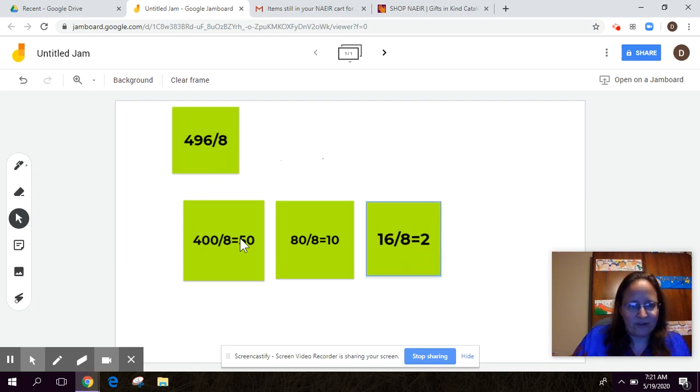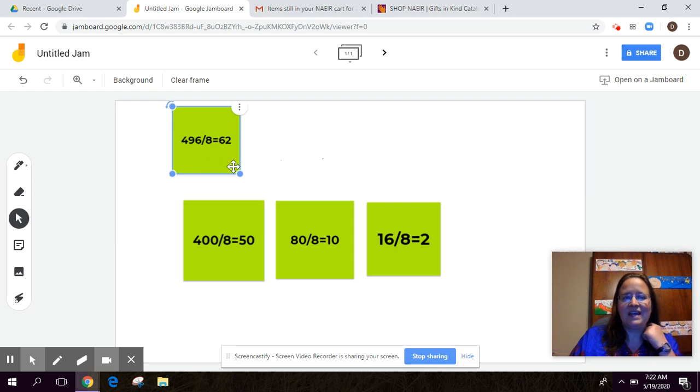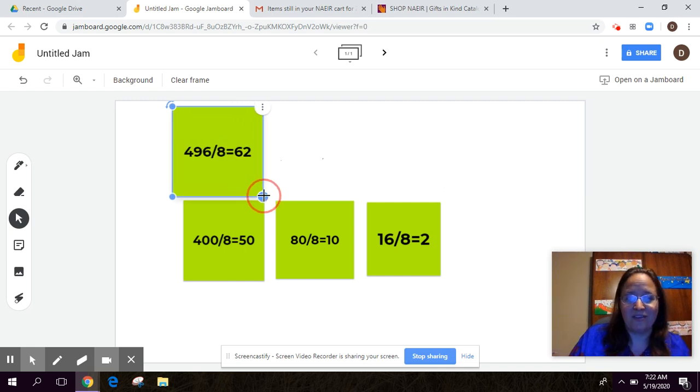I've got 400 divided by 8, 80 divided by 8, and 16 divided by 8. If 400 divided by 8 is 50, and 80 divided by 8 is 10, and 16 divided by 8 is 2, then 496 divided by 8 would be 50 plus 10 plus 2, which would be 62. That is how I'm going to get my final answer.